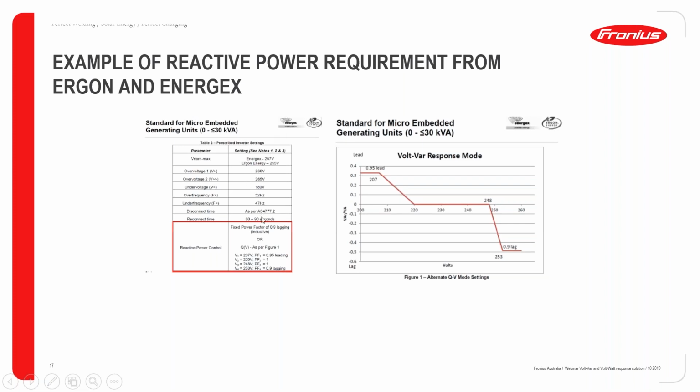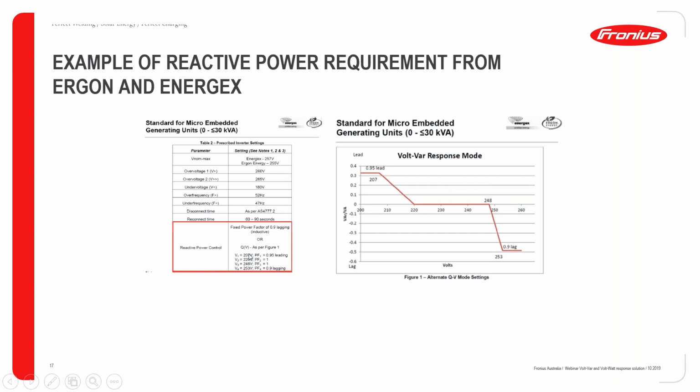In this case, I think we only need to consider the Volt-VAR response mode. So as you can see, there are 4 voltage values specified in the table, and there are 4 power factor values also specified in the table. So that means we are required to enter 8 set points in total to the inverter. And Peter will show you how to do that.